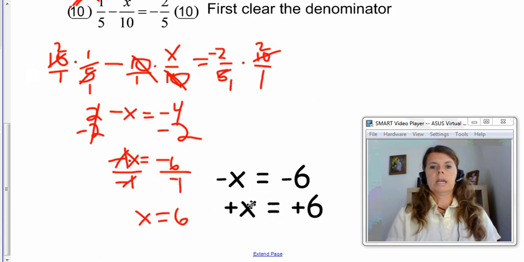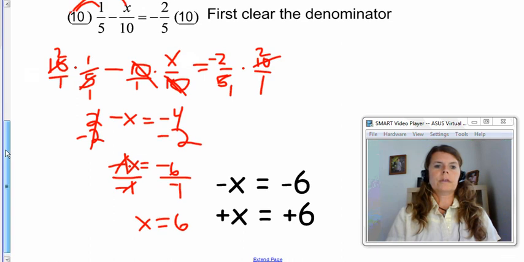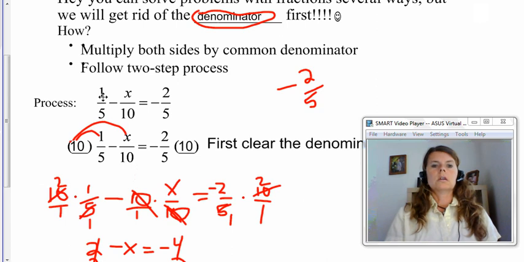Okay, and again, if you want to check it, x equals 6, put it in up here for the x. You get 1/5. You can do this on your calculator. Let's go back to the original equation. Take 1/5 minus 6/10 and see if you get negative 2/5. And indeed you should. Okay, that's the end of day 1 solving linear equations.